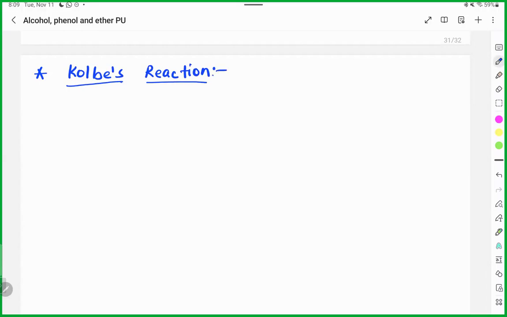This is very, very popular. Whenever you are doing a reaction, you should know the basic thing: what is the reactant, what is the product, and how the reaction happens. For example, in this reaction, phenol reacts with CO2, and when phenol reacts with CO2, the COOH will be added.